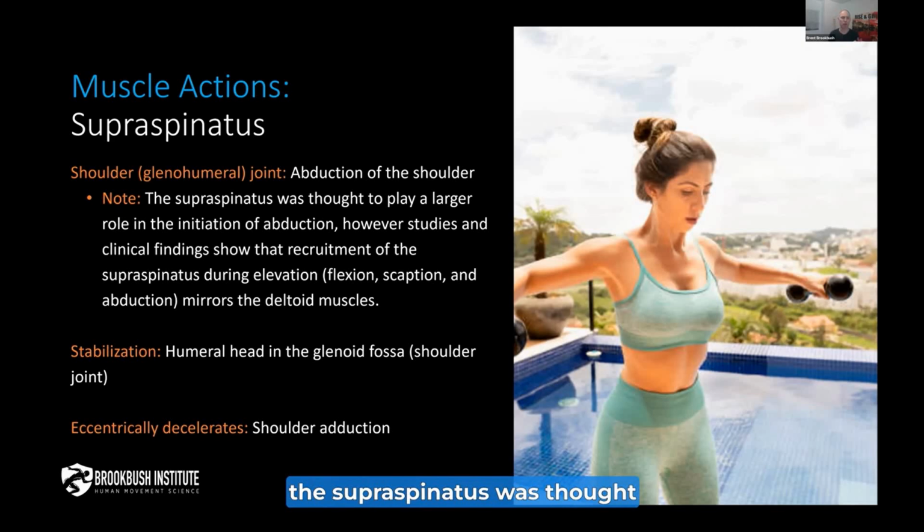Now, the supraspinatus was thought to play a larger role in initiating this motion, but the research doesn't actually demonstrate that. The supraspinatus, more or less, shows the same amount of EMG activity as the deltoid muscles. Now, as far as stabilization, the supraspinatus will help stabilize the humeral head. And as far as what it eccentrically decelerates, right? So what it will slow down. Obviously, we know that all muscles will eccentrically slow down the opposite joint action that they do. So if the supraspinatus does abduction, it will slow down adduction.